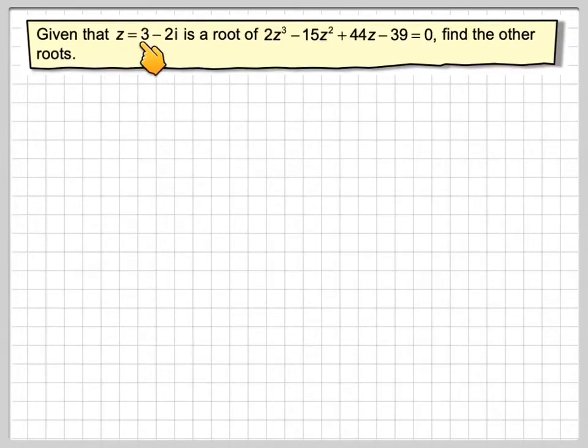Given that 3 minus 2i is a root of 2z cubed minus 15z squared plus 44z minus 39 equal to 0, find the other roots. Okay, so what would we expect? We've got a cubic and one complex root, so we would expect another complex root and one real root. Right, method 1.